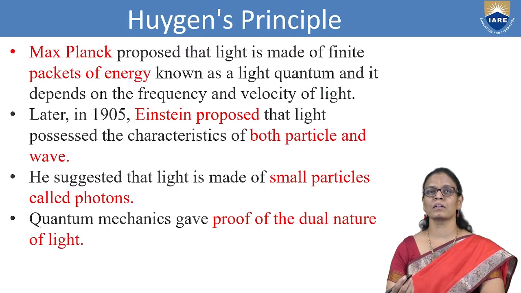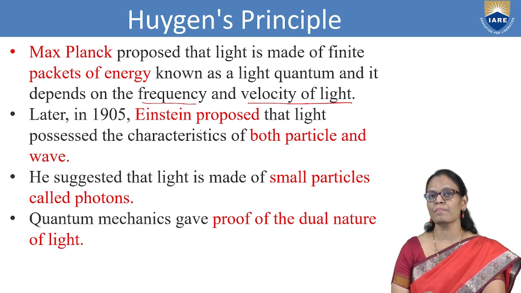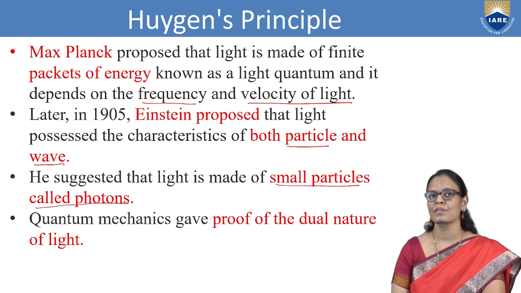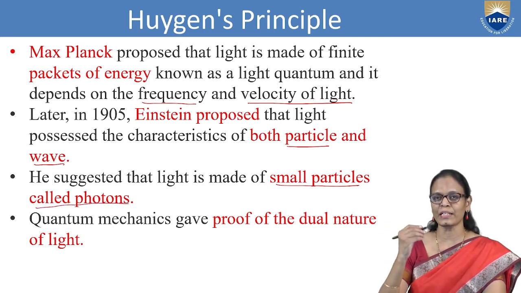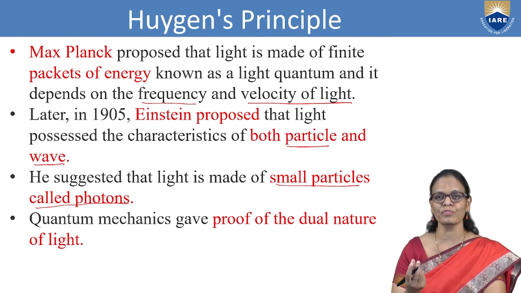Now, if you see the theory of light, Max Planck proposed that light is made up of fine packets of energy known as light quantum, and it depends upon the frequency and the velocity of light. And in the year 1905, Einstein proposed that light possessed both particle as well as wave nature. He suggested that light is made up of small particles called photons. So what Einstein proposed is whenever light is incident on a surface, it is incident in the form of photons. And a photon is nothing but a small packet of energy.